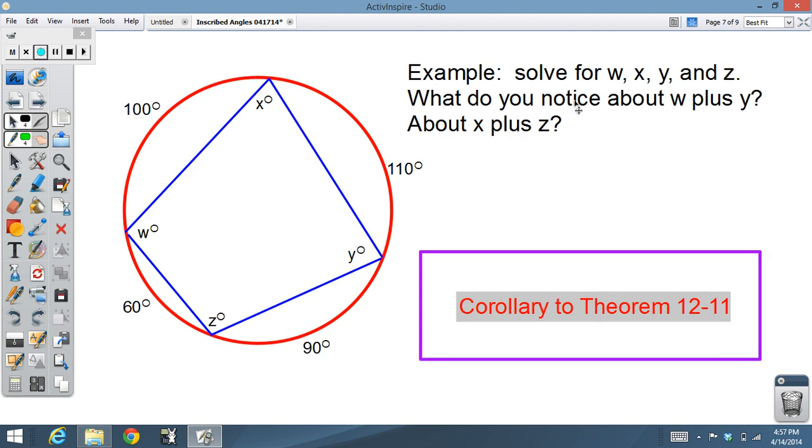Next example. Okay, solve for w, x, y, and z. What do you notice about w plus y? And what about x plus z? Well, let's start right up here. 100-degree arc. Never mind, hold on a sec. Back me up here. 160-degree arc, right? Going on, let's start over here. 160-degree arc from here all the way down to here. That's what y intercepts. Therefore, y must be 80, correct?